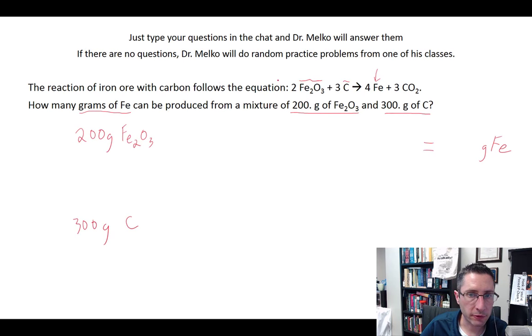All right, and here I'm given the reaction already balanced. You can, and you should, go through and make sure things are balanced. But yeah, there's 4 irons on each side, 6 oxygens on each side, and 3 carbons on each side. So we're good there. Now I need to go through and just set up the 2 stoichiometry problems.